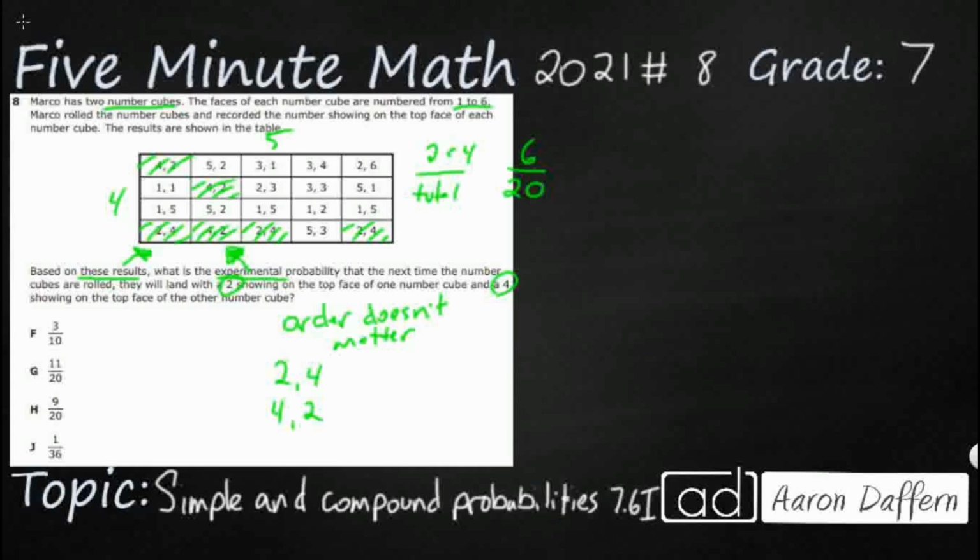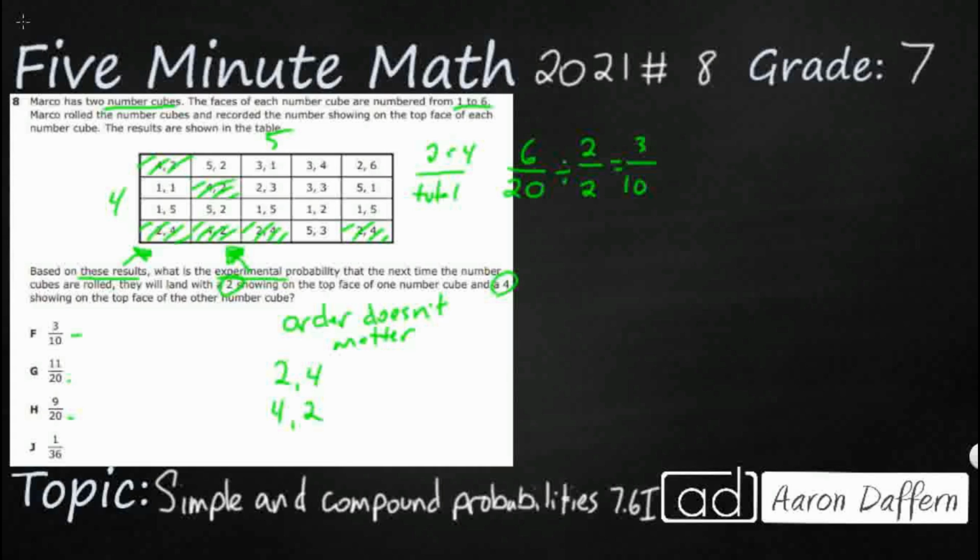Now we don't see 6/20. I do see some 20ths right here, but we also know that sometimes we have to simplify, and I see that both of those are even. So let's see. We divide both of those by 2, and that is going to be 3/10. All right. So here we go. We've got 3/10, and that's going to be F right there for us.